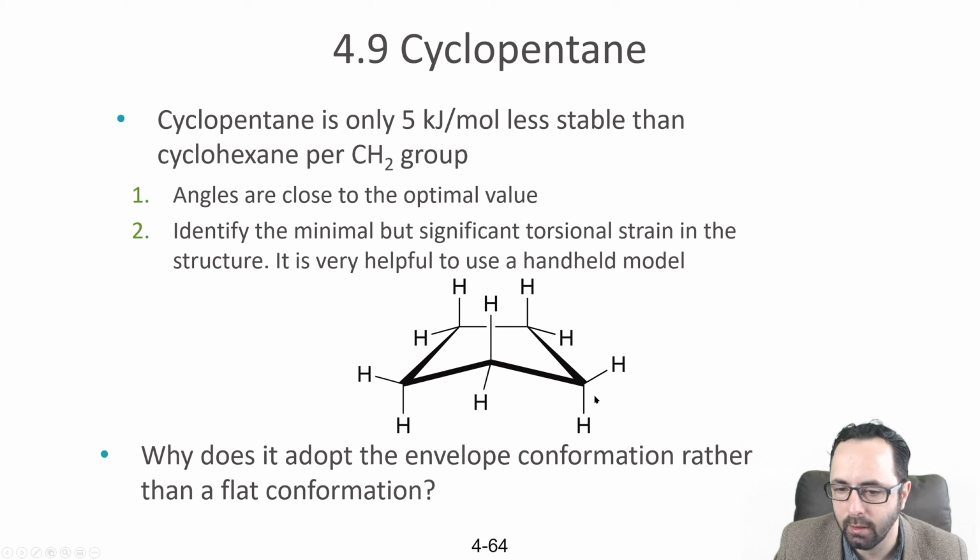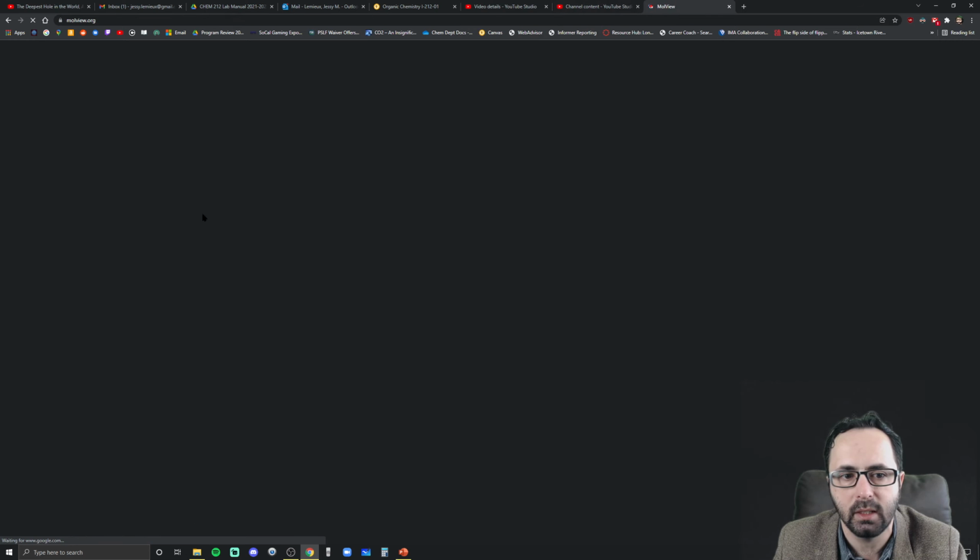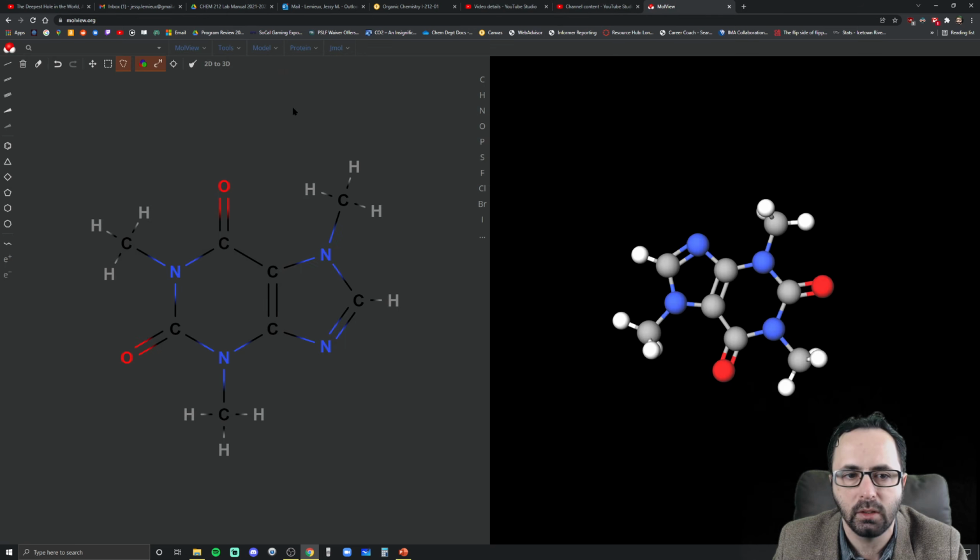Finally, the most stable ring structure is the cyclohexane. So with cyclohexane, it adopts what's known as a boat conformation, and for this one, a chair conformation being the most stable conformation here. And for this one, I like to use MolView to kind of visualize that. So MolView is a great tool for visualizing these structures.